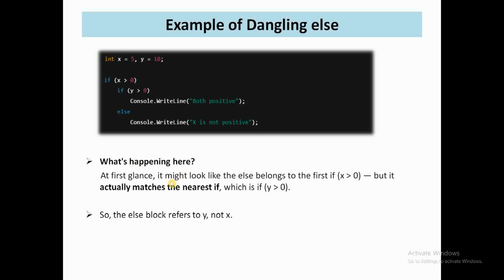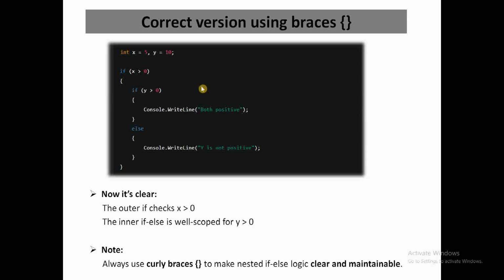So what's happening here? At first glance it may look like the else belongs to the first if, x greater than 0, but it actually matches the nearest if, which is y greater than 0. So it is actually working with this inner if condition. The else block refers to y, not x. That's why we have to use the curly braces, to make clear whether the code is working in a sequence or not. This is the correct version of using braces with an if else block inside a nested if.